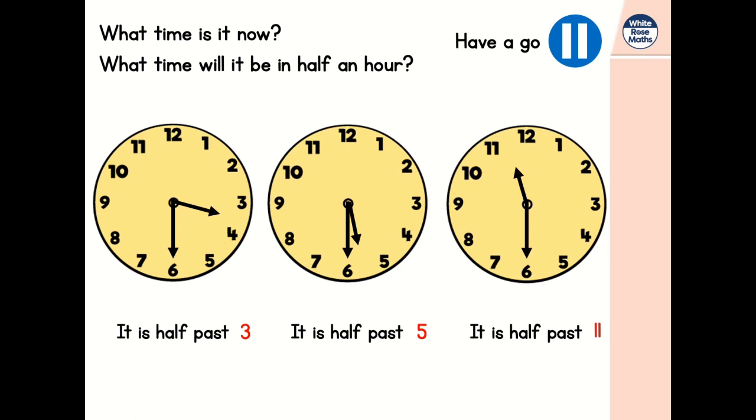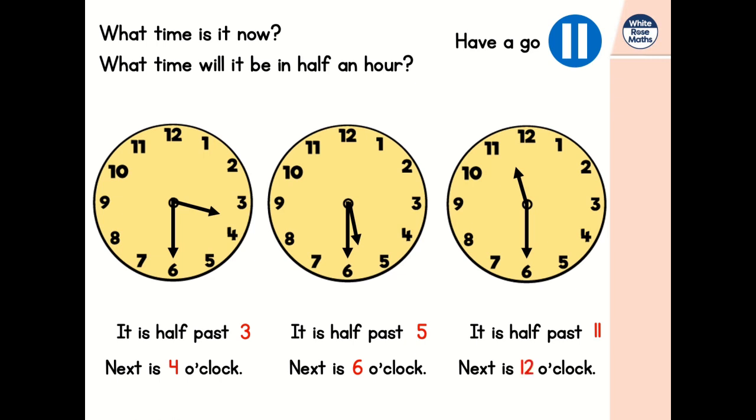What time would it be in half an hour? On the first clock, it's 3:30 now. So in half an hour, the next time will be 4 o'clock. The minute hand will have moved up to the 12, and the hour hand would have shown to the 4. On that second one, the next time will be 6 o'clock. And in half an hour, from 11:30 on the third clock, it will be 12 o'clock. Well done.